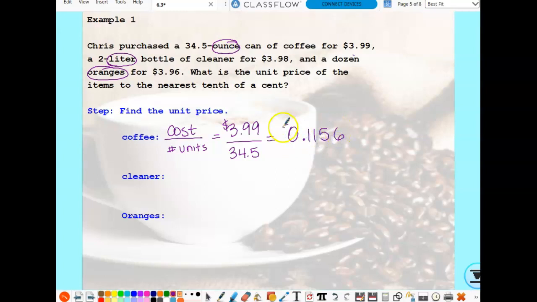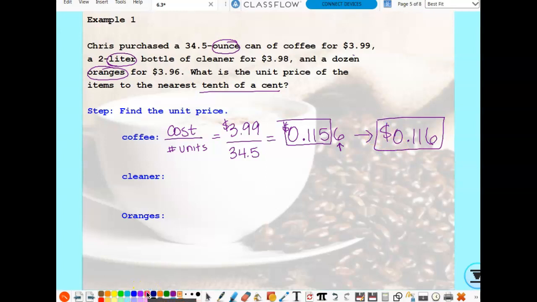11.1156. Now remember, we only want to go to this decimal point right here. Tenth of a cent is 3 decimal places. So we have to look at this one here to decide whether or not we need to bump this up 1 or not. And since this is 5 or above, we're going to change this. So instead of being 0.115, we're going to change this to 0.116. So it's 11.6 cents per ounce.